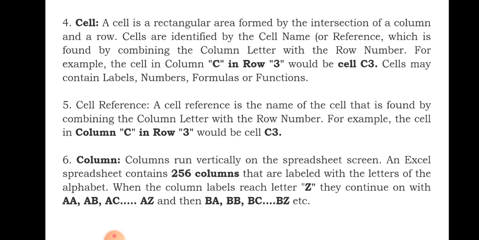Column. Columns run vertically on the spreadsheet screen. An Excel spreadsheet contains 256 columns that are labeled with the letters of the alphabet. When the column labels reach letter Z, they continue with AA, AB, AC until you get to AZ. Once you get to AZ, then you start from BA, BB, BC until you get to BZ. Once you get to BZ, you start from CA again, continually like that. And that is how you identify columns. Columns are labeled in letters, while rows are labeled in digits. The combination of your column and your row forms a cell reference.